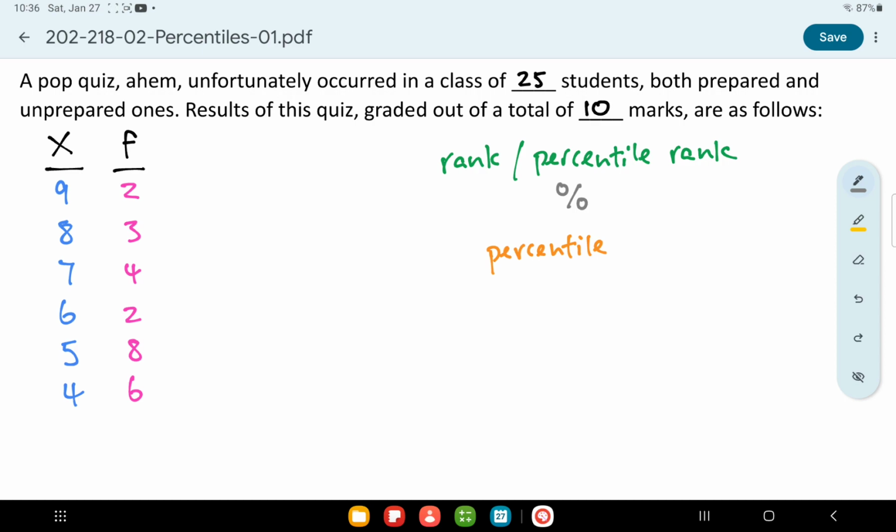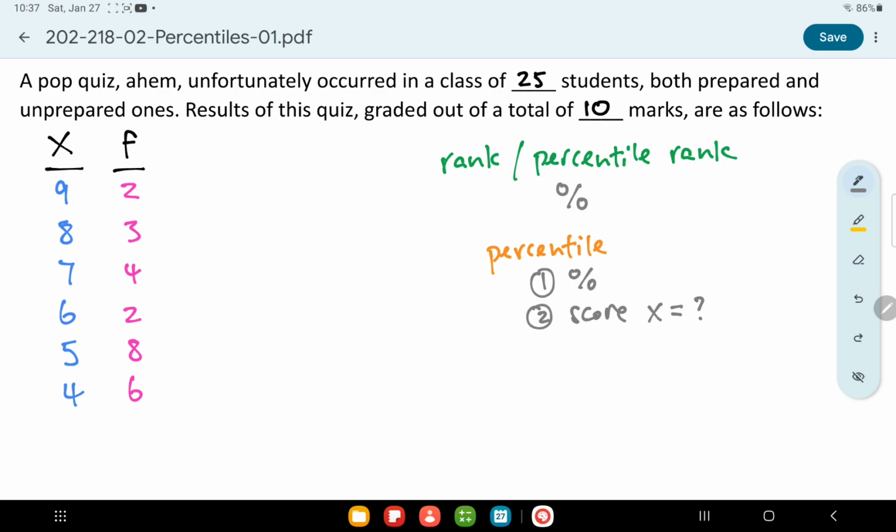In order to figure out percentile, we would first need to figure out the percentile rank. We need to get the percentage, and then look at the score that is identified by the percentage. So this percentage is going to give us sufficient information to figure out the score of x equals whatever.